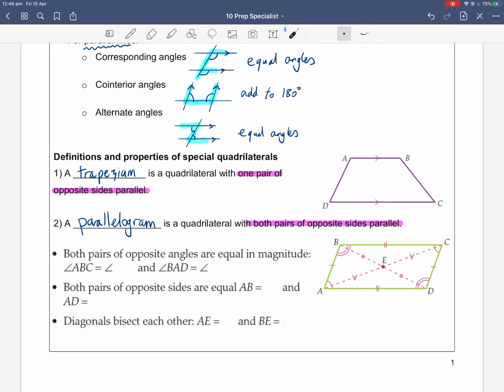There's also other properties of a parallelogram, specifically dot point number 1. Both pairs of opposite angles are equal in magnitude. So this angle here, ABC, is the same as the opposite angle here, and then the same with the other two opposite angles. So let's fill in the blanks. So angle from A, then B, then C. So this angle here, that's going to be opposite this angle, and they're the same.